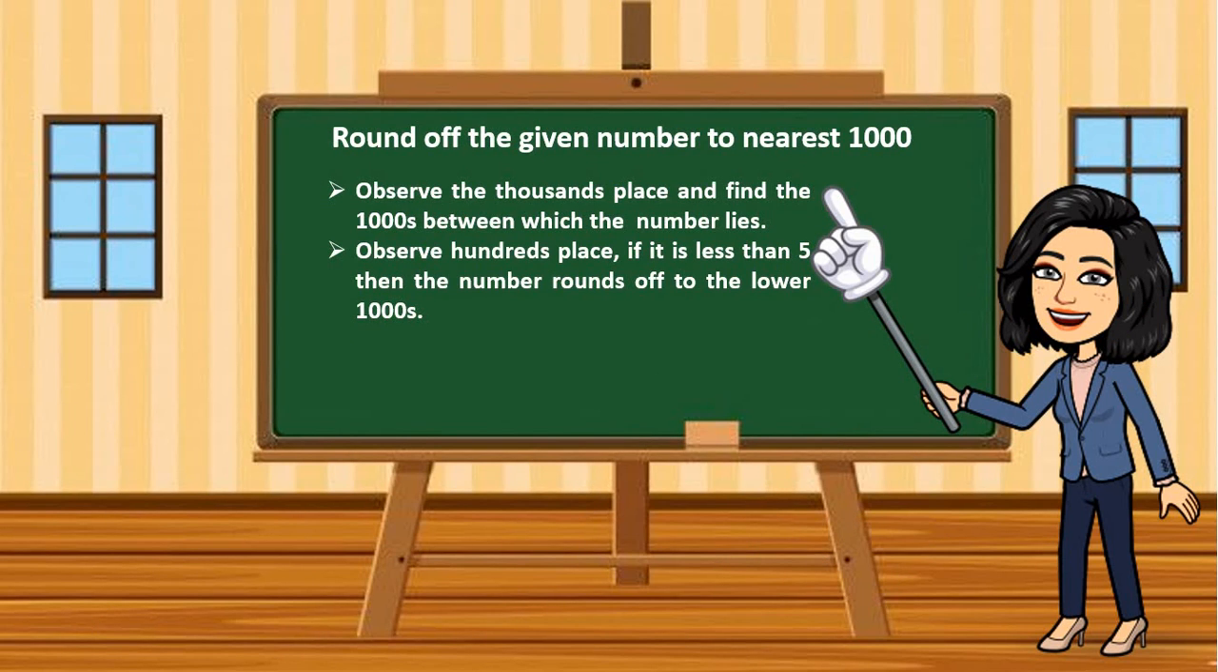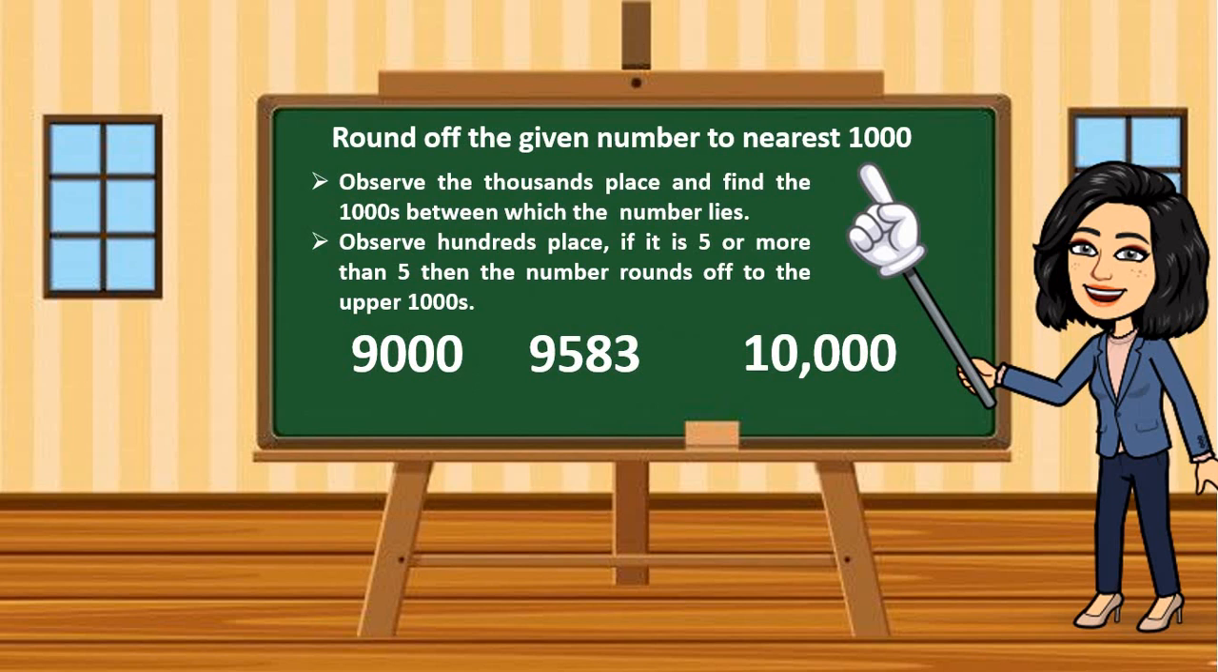Kids, we may say that in order to round off a given number to the nearest thousand, we will first observe the thousands place of the number and look between which two thousands it falls. Then we will observe the hundreds place of the number, and if it is less than 5, then the number will round off to the lower thousand. And if it is 5 or greater than 5, the number will round off to the upper thousand.